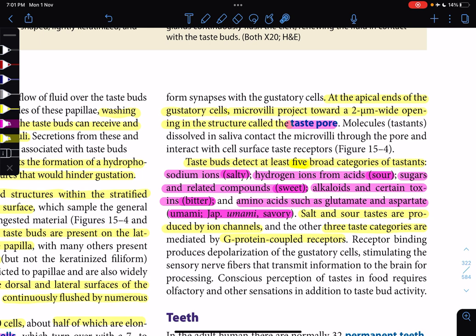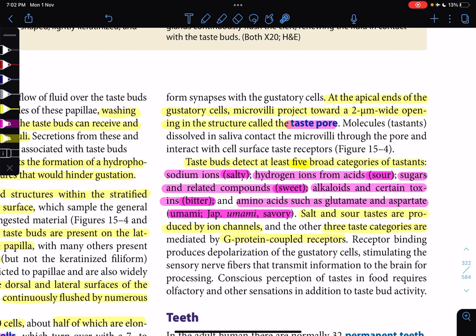So to taste them we have ion channels, and these ion channels help in tasting them. The other categories we talked about, sweet, bitter, and savory, are mediated by G protein coupled receptors. So we have receptors for sweet, bitter, and savory, and we have ion channels for the saltiness and the sourness, sodium for salty and hydrogen for sour.